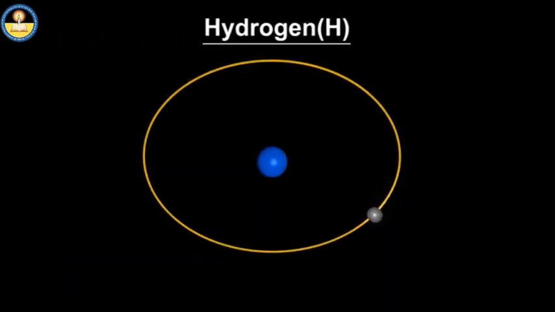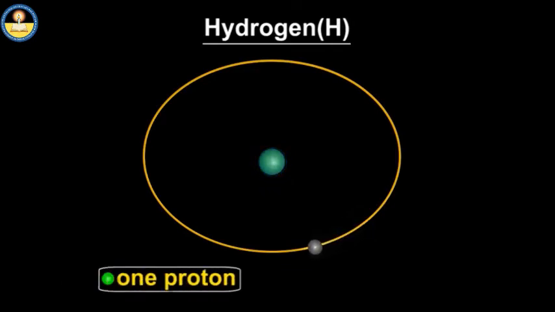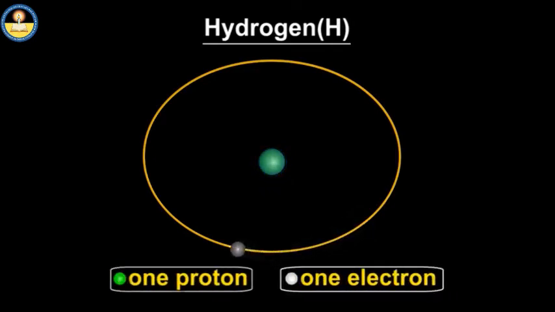Hydrogen is the lightest atom. It has 1 proton and 1 electron. The protons and the electrons are represented as balls. This electron can be accommodated in the first shell or K shell.